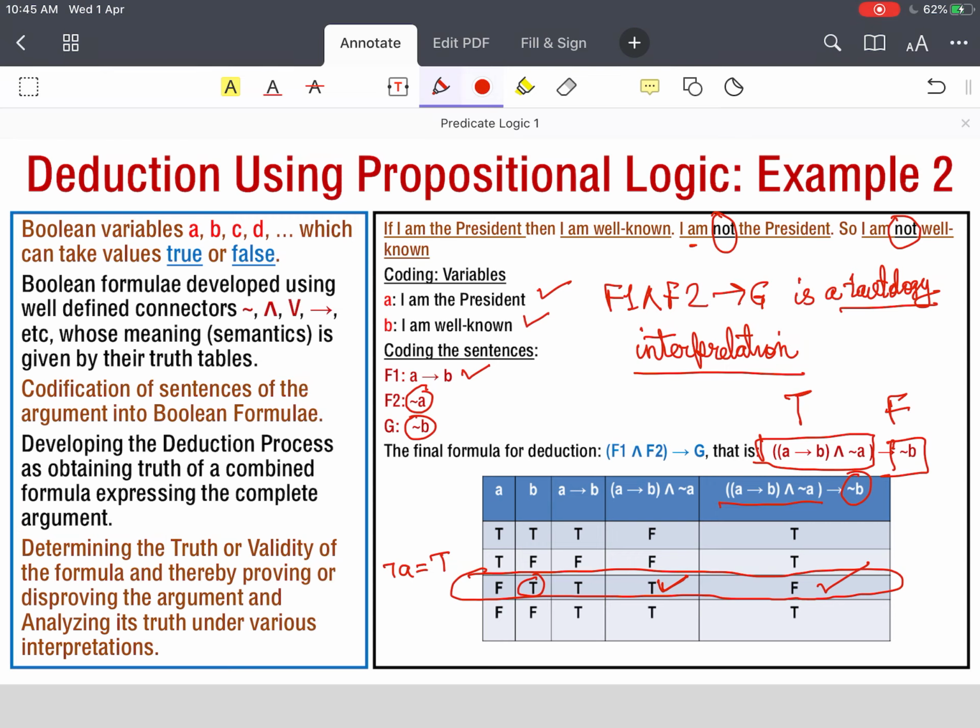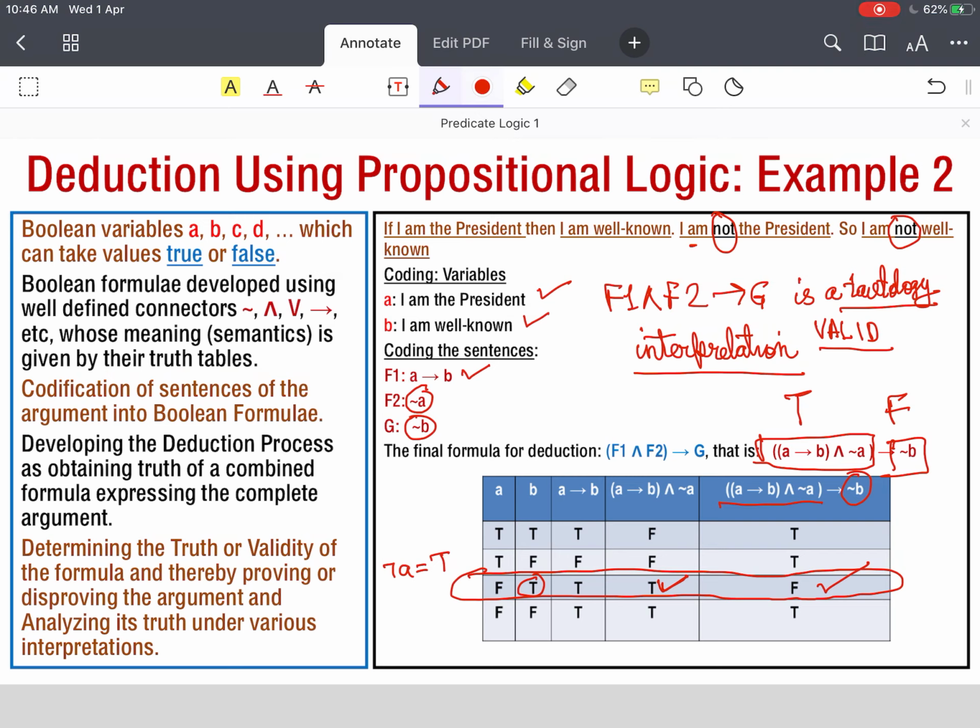And if there is one interpretation for which the formula is false, then the formula is not a tautology. A formula which is true for all interpretations is known as a valid formula, and this formula is not valid. It is obvious from this example: if I am the president, then I am well known. I am not the president. I cannot derive that I am not well known, because I could be well known for some other reason.